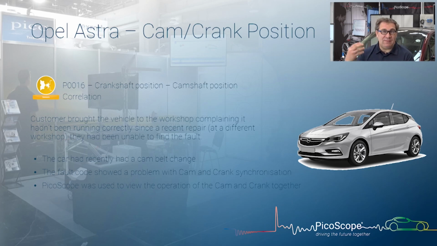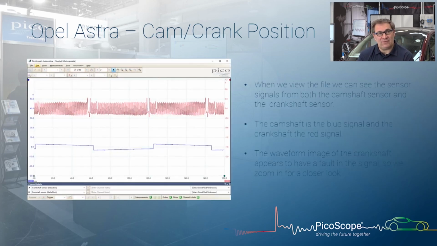So we've taken our fault code, and in this case, as is not unusual, the customer brought the car in saying that there's been a fault, a dashboard light, ever since the car had been into a different garage for a cam belt change. So we were called in to have a look at the cam and crank synchronisation, and to show the garage how you apply PicoScope to looking at this fault. So we're going to look at the cam and crank operating together.